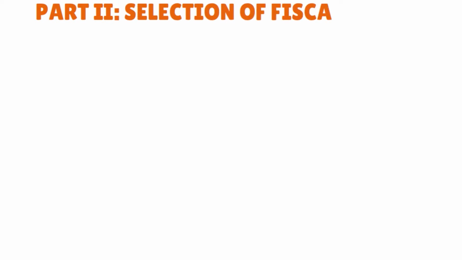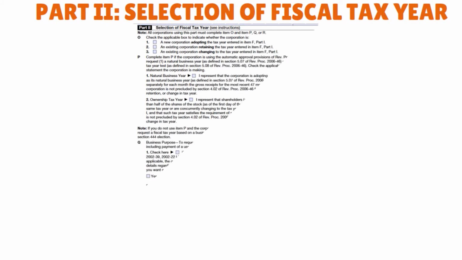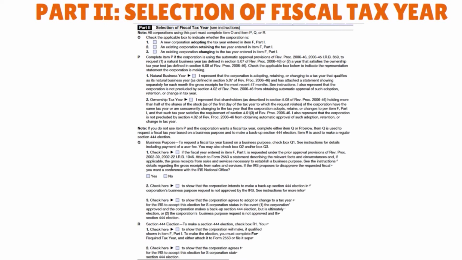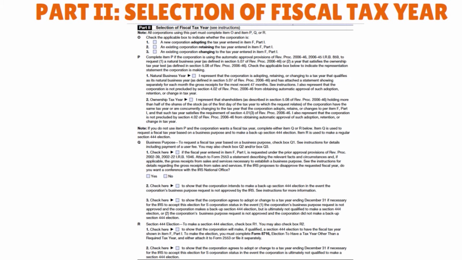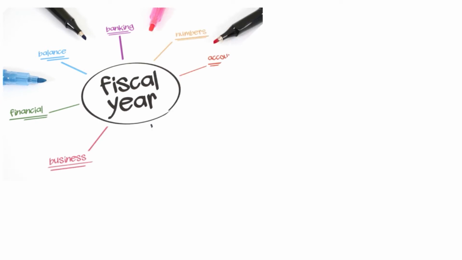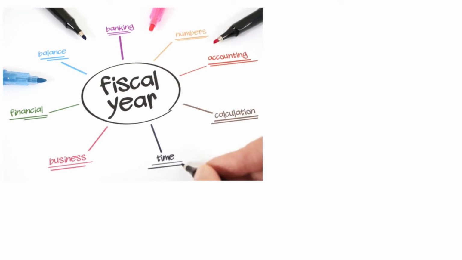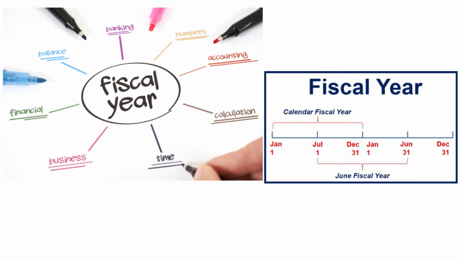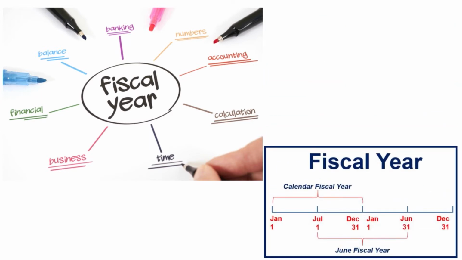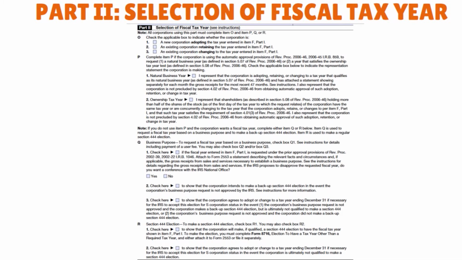In Part 2, we have a selection of fiscal tax year. You can see it on the screen right now. Most companies follow a fiscal year of January 1st to December 31st, right? This is just a classic fiscal year. Now, a fiscal year or tax year is generally an annual period used for accounting and tax purposes. If your company's fiscal year does not end on December 31st, then you have to fill out Part 2 of IRS Form 2553 that you currently have on the screen.